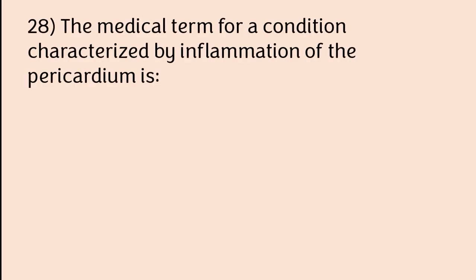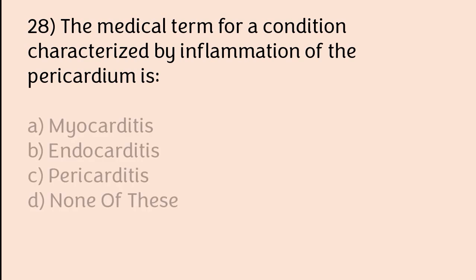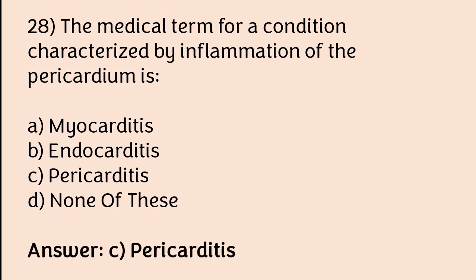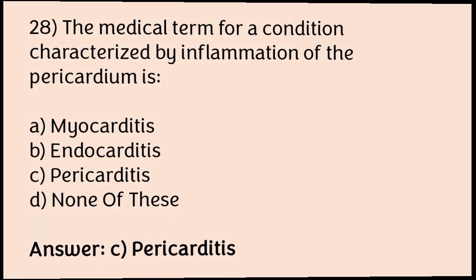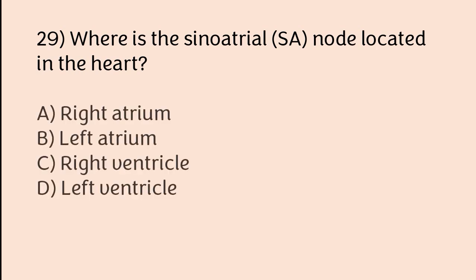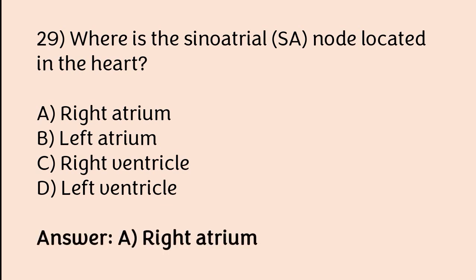The medical term for a condition characterized by inflammation of the pericardium is myocarditis, endocarditis, pericarditis, none of these. The correct answer is option C. The medical term for a condition characterized by inflammation of the pericardium is called pericarditis. Where is the sinoatrial SA node located in the heart? Right atrium, left atrium, right ventricle, left ventricle. The correct answer is option A. The sinoatrial SA node is located in the right atrium of the heart.